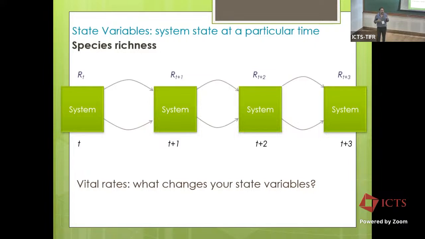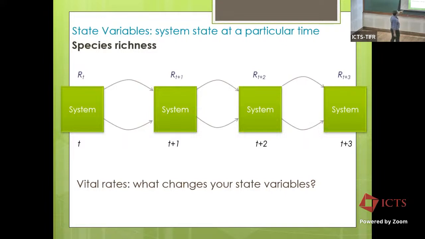A state variable is a variable that defines the state of a system. There are X number of species in this system. There are X number of individuals in this population. That's population size or abundance. That's a state variable. This is species richness. It's also a state variable. And there are underlying vital rates or demographic processes that bring about a change in that community in this case, or it could have been also a population.